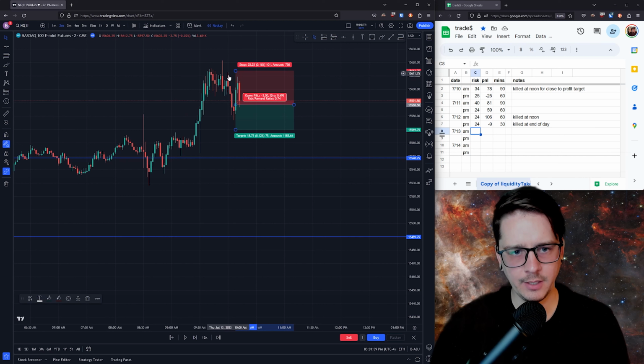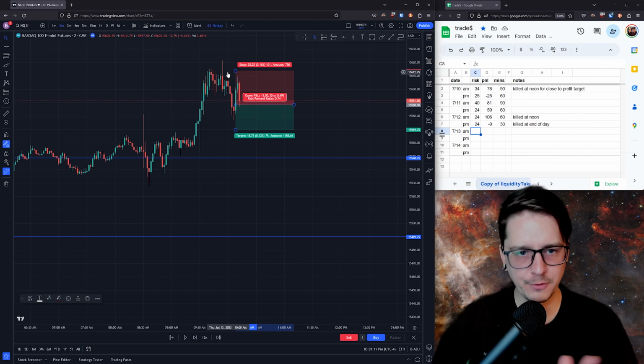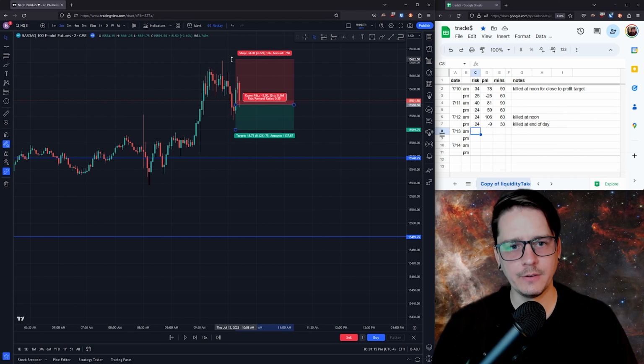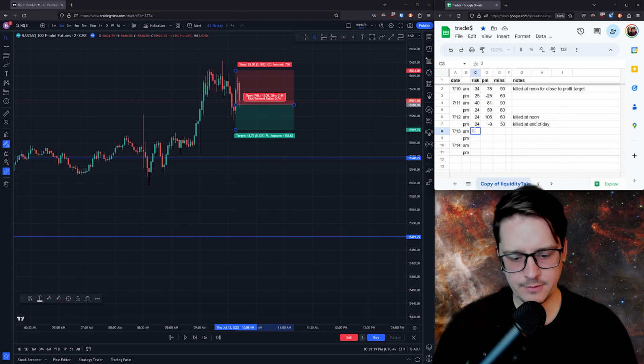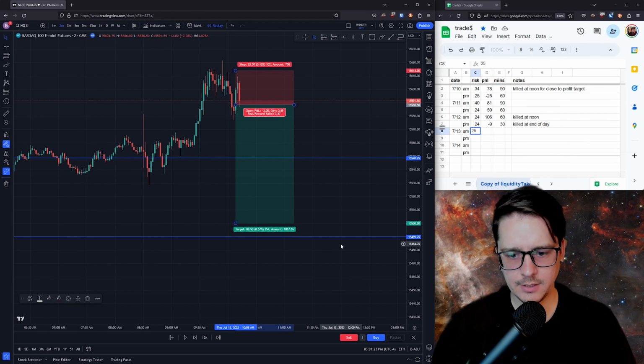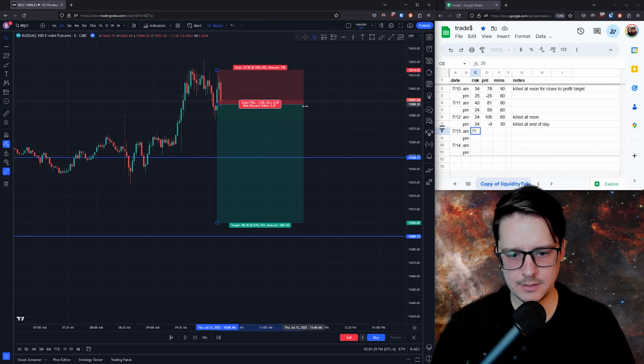Stop. I'm gonna do this swing because I've been doing the first swing before the fair value gap. If we wanted to risk more, we could have put it up there, but 25, targeting the lows, and then a hard stop at noon.